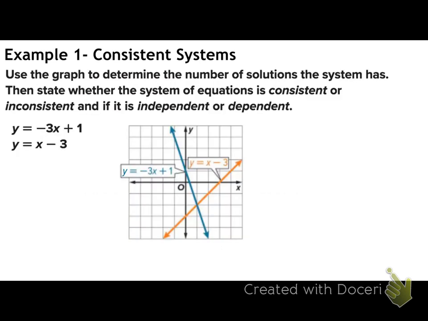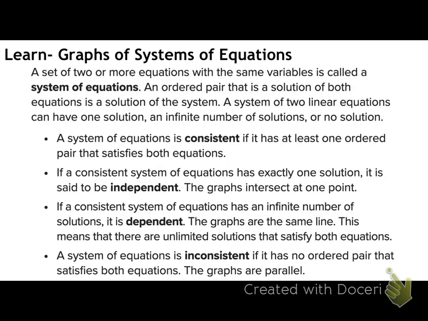Okay, let's move on. Use the graph to determine the number of solutions the system has. Then state whether the system of equations is consistent or inconsistent, and if it's independent or dependent. So, what did we learn on the previous slide about systems of equations? How do I know how many solutions there are? Exactly one solution is said to be independent. How do I know if it has one solution though? The graphs intersect at one point.